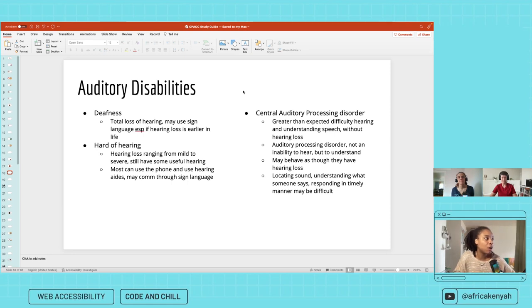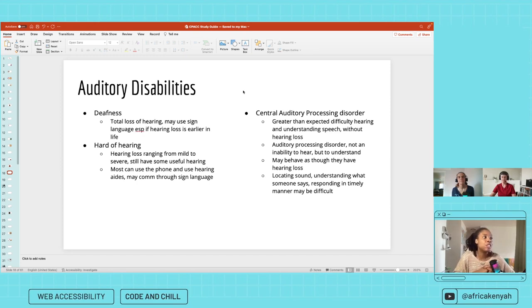Then we have hard of hearing. Hard of hearing is hearing loss ranging from mild to severe. You still have some useful hearing, essentially. You can use a phone. You can communicate through sign language if that's easier. You can use hearing aids. So there's some type of corrective hearing going on that can be corrected, whereas deafness is total loss.